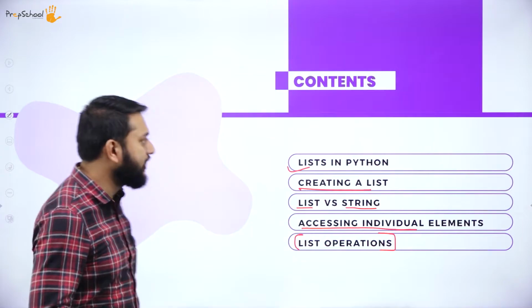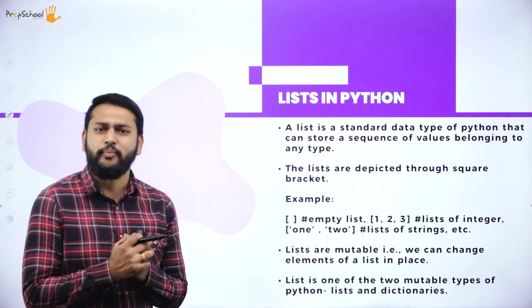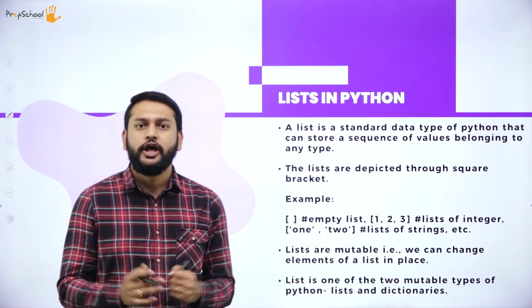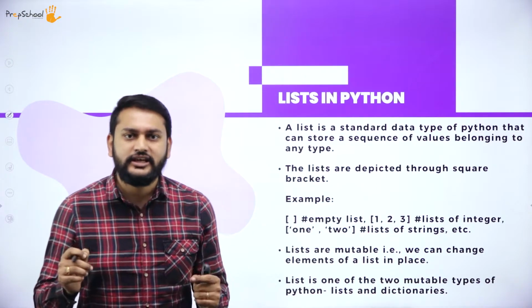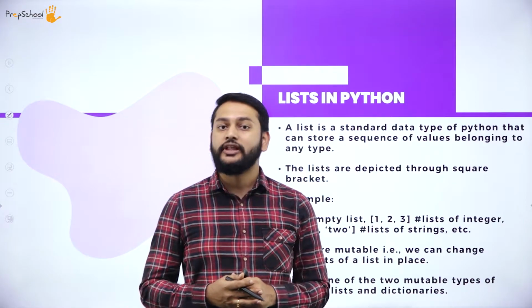So what is the first thing that I have? Lists in Python. What exactly is a list all about? Can you tell us from the scratch, from the beginning, sir? Yes, please understand, list is one of the data types that we have. Point number one.